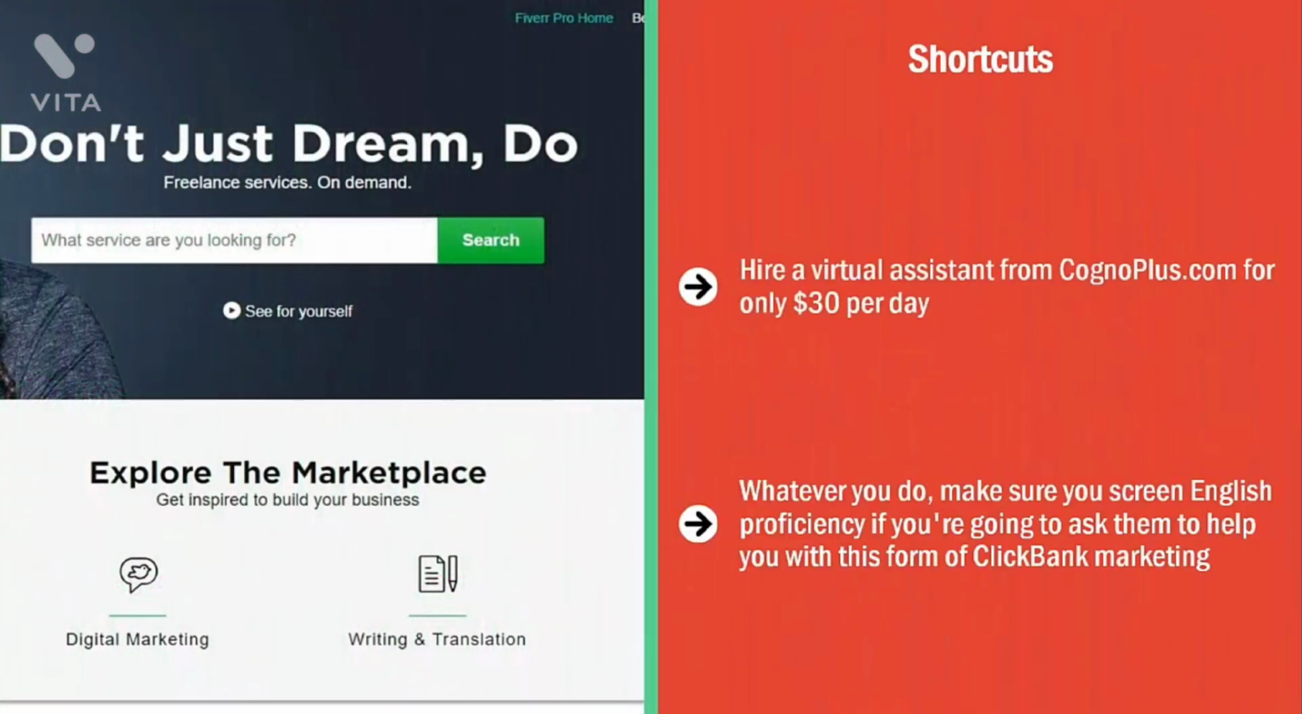Shortcuts. Hire a virtual assistant from CongoPlus.com for only $30 per day. Not only can you set quotas with them, but they only list people who have a college degree and who have a strong command of the English language. Similarly, you can hire virtual assistants from places like Fiverr.com. Whatever you do, make sure you screen English proficiency if you're going to ask them to help you with this form of ClickBank marketing.